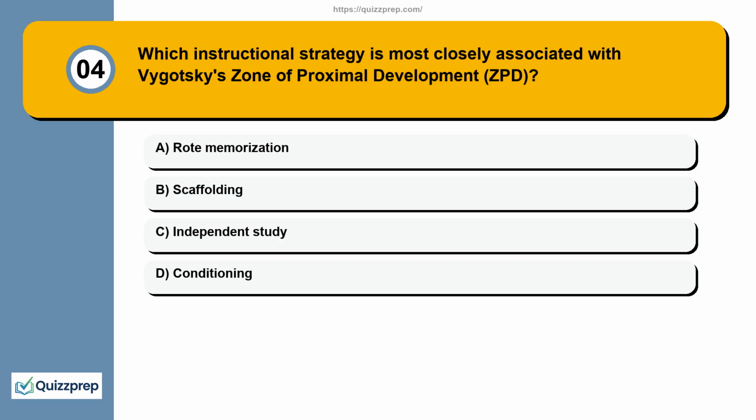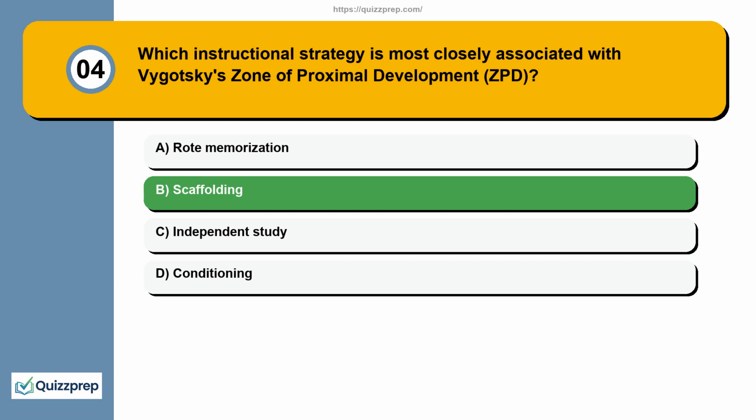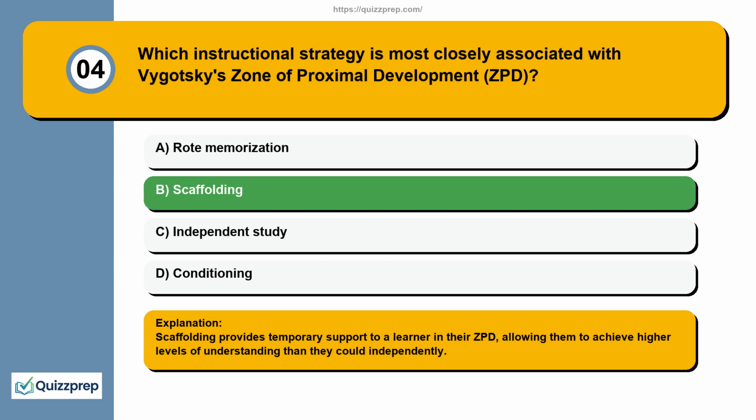Question 4. Which instructional strategy is most closely associated with Vygotsky's zone of proximal development, ZPD? Here are your options. Option A. Rote memorization. Option B. Scaffolding. Option C. Independent study. Option D. Conditioning. The correct answer is option B. Scaffolding. Explanation. Scaffolding provides temporary support to a learner in their ZPD, allowing them to achieve higher levels of understanding than they could independently.